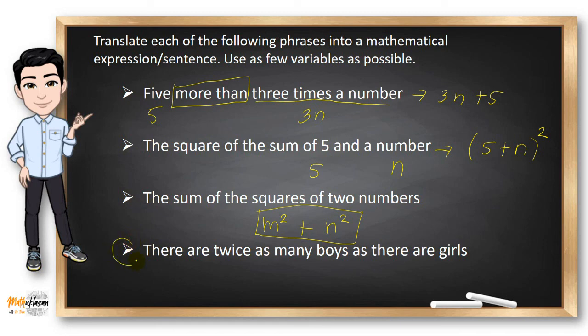This one is trickier. Let B be the number of boys and G for the number of girls. Since the boys are twice as many as the girls, then the number of boys is 2G, or twice the number of girls. If you are looking for the number of girls, you just need half of the number of boys.